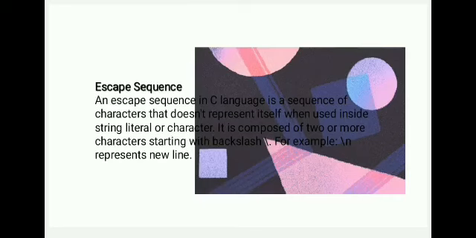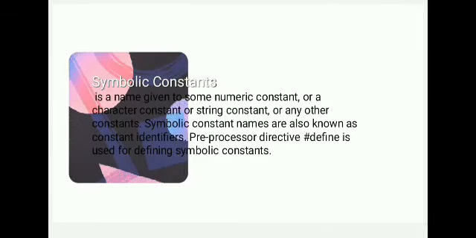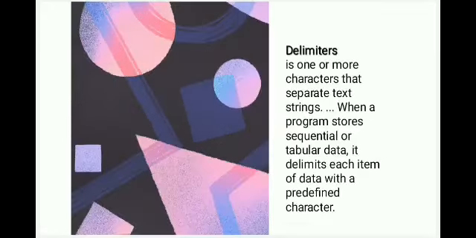Symbolic constants. A symbolic constant is a name given to some numeric constant, character constant, string constant, or any other constants. Symbolic constant names are also known as constant identifiers. The preprocessor directive #define is used for defining a symbolic constant.